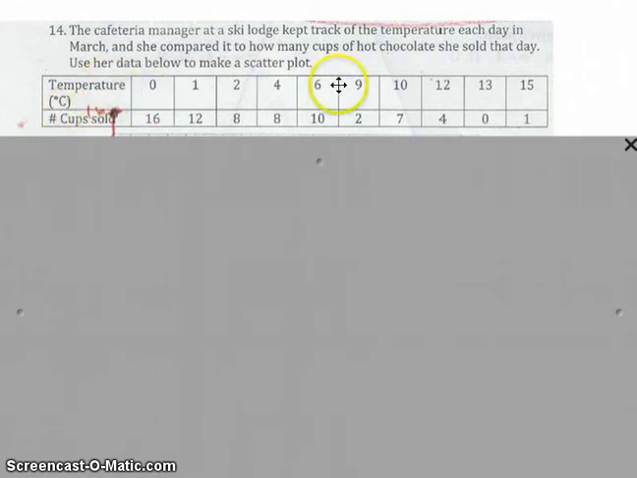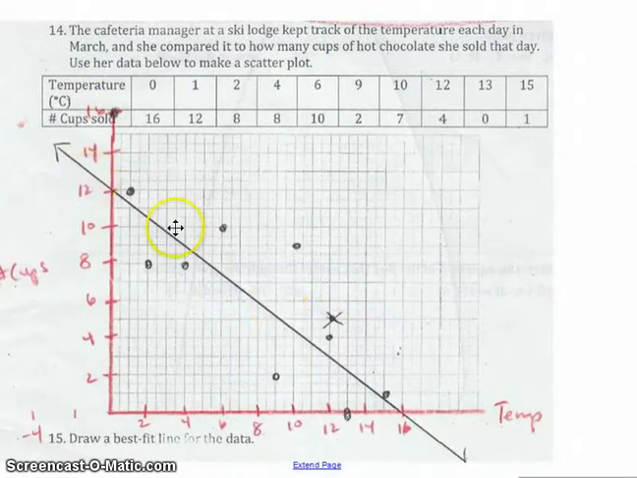Okay, so I'm going to plot these as x and those as y, and so that's exactly what I've done here. All I've done is plot in black each one of these points. Make sure your picture looks like this and that you are accurately plotting points. But again, remember, I said temperature's x, number of cups is y. And that's the answer to 15. Well, I'm sorry, those are the points.